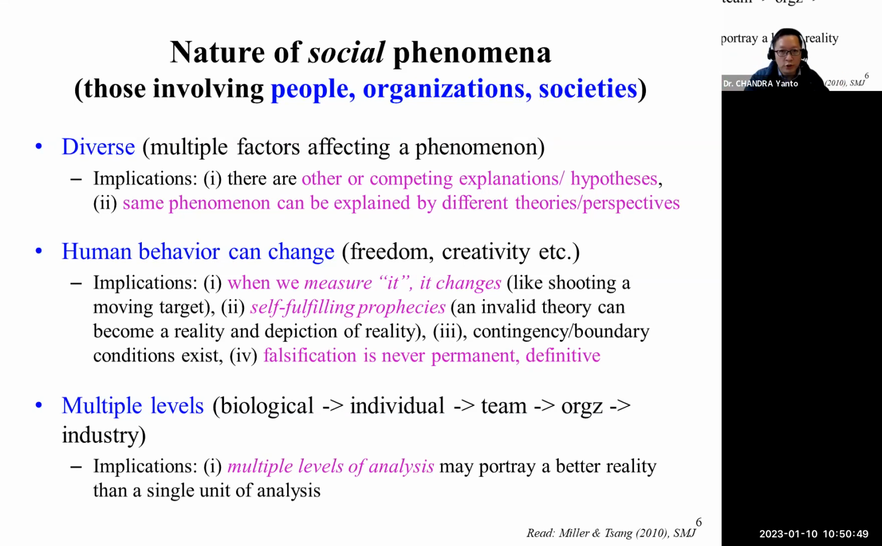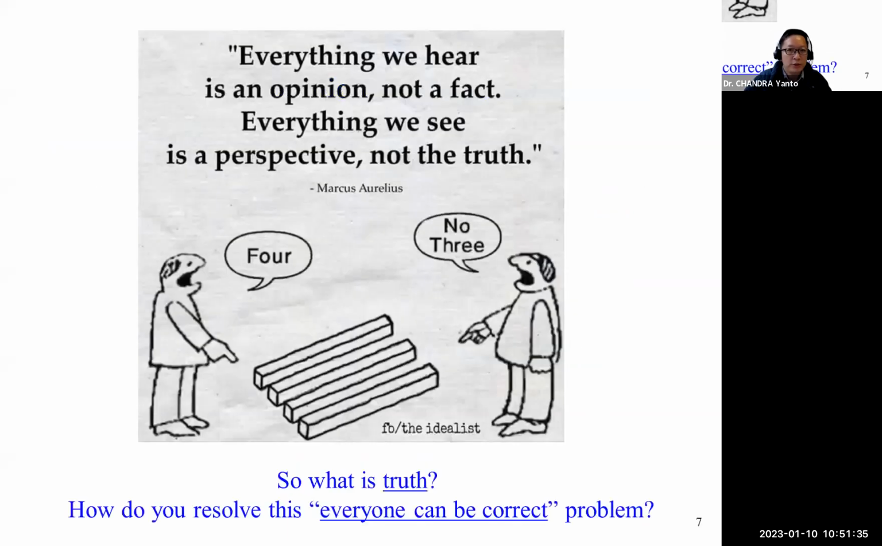You can study longevity from a biological point of view, that is, what happens to the body. Also, what happens to the things that they eat, right? Or the things that they do with their body, sports, whatever, smoking. And also you look at the individual level, what happens to them beyond just biology. It all happens at the psychological, the sociological level, the things that happened to this person. You can look at the team, the organization, the industry, the society, the country. So there are many different levels of social phenomena. And what this means is that there are many levels of analysis that can portray a better reality than a single unit of analysis. So that's why multiple levels of analysis is also very popular in social sciences.